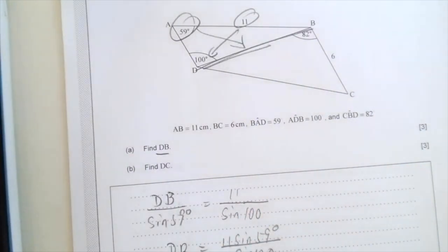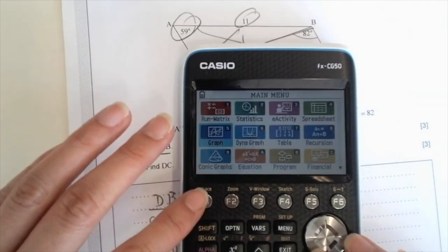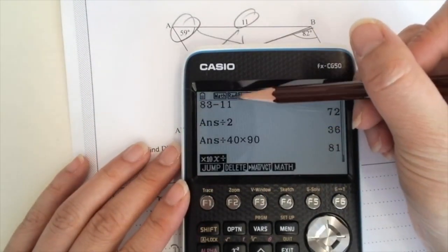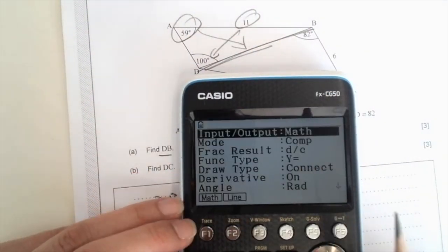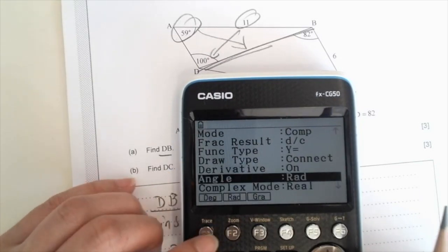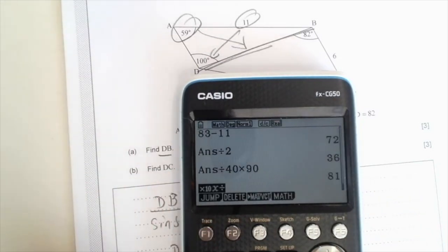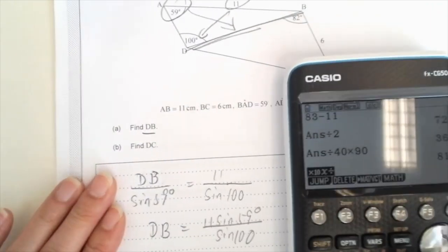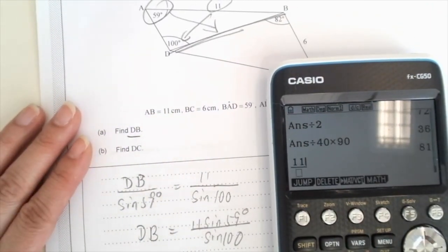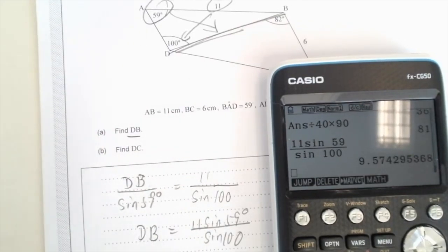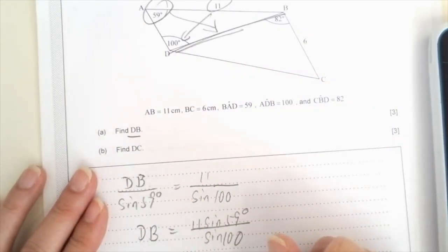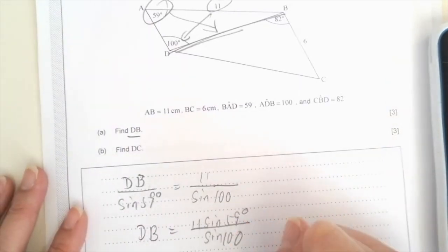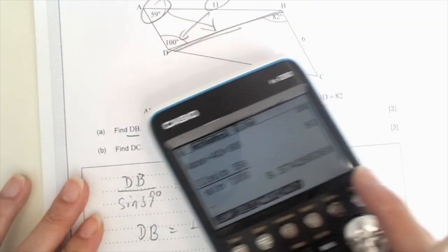Now we get our calculator. Remember, double check on it. This is radian here, this is degree. Wrong. So what you're going to do is shift, setup, change the angle to degree first. All right, now I can type in the equation. Our calculator does a pretty good job. 11 sine 59 over sine 100. All right, so we got 9.57 cm. Unit, cm. Just in case, I'll leave the number here because I might need it later, which I do.